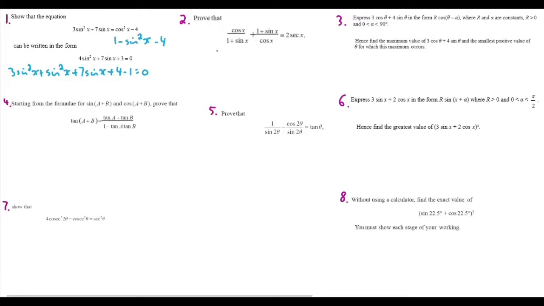Moving on to question 2, we have cos x over 1 plus sine x, plus 1 plus sine x over cos x. Show that this is the same as 2 sec x. Well, whenever we're going to be adding fractions, we need to make them the same denominator. And the easiest way to make the same denominator is to times the two together.